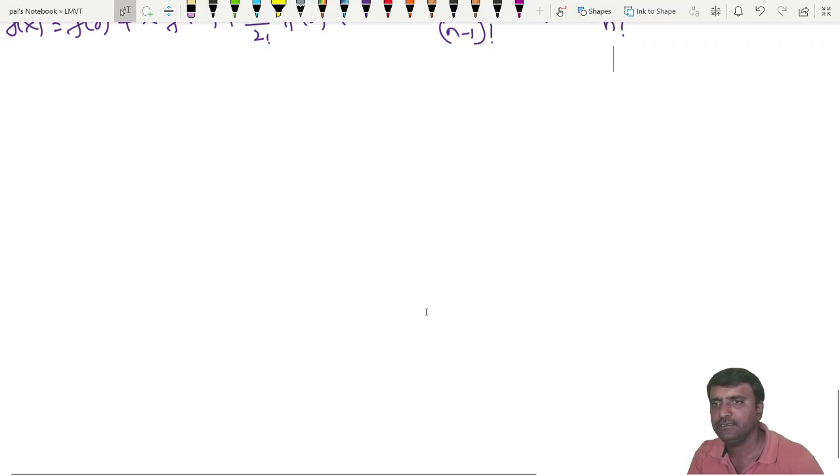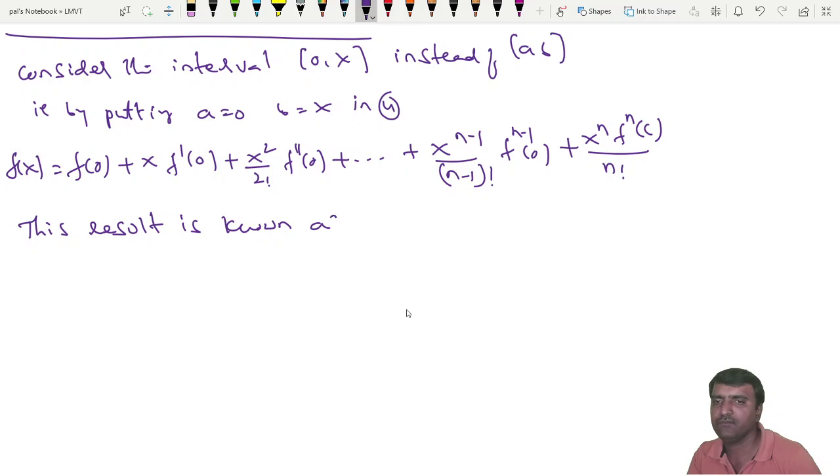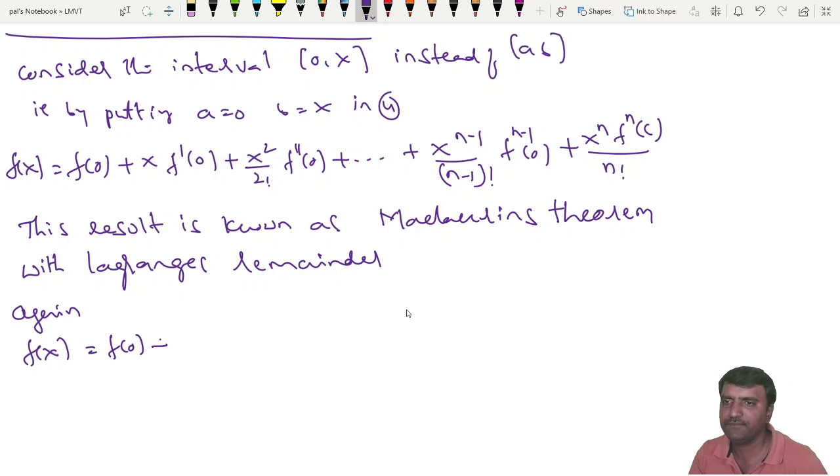Okay, so the above result is known as Maclaurin's theorem with Lagrange's remainder. So again, f of x can be written simply as f of x is equal to f of 0 plus x into f dash of 0 plus and so on, plus x to the power n into f n of c by n factorial, and it continues.